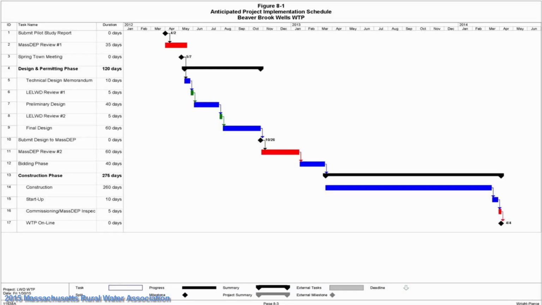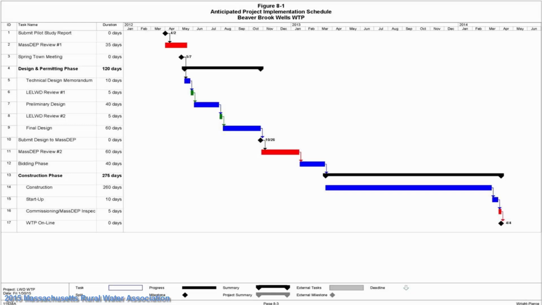The bars actually start right around the time after the pilot study report was submitted. The schedule starts in January of 2012, and we did the piloting from January to February and the report into March. We submitted the pilot study report. The first red bar was MassDEP's review of the pilot study report. Once we got their okay, we were able to start with the design and the permitting process.